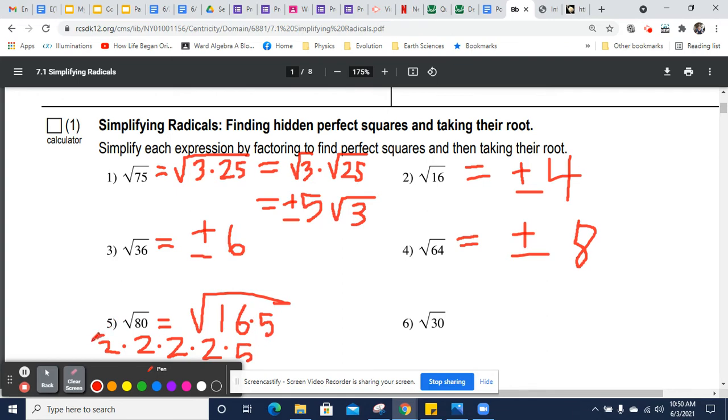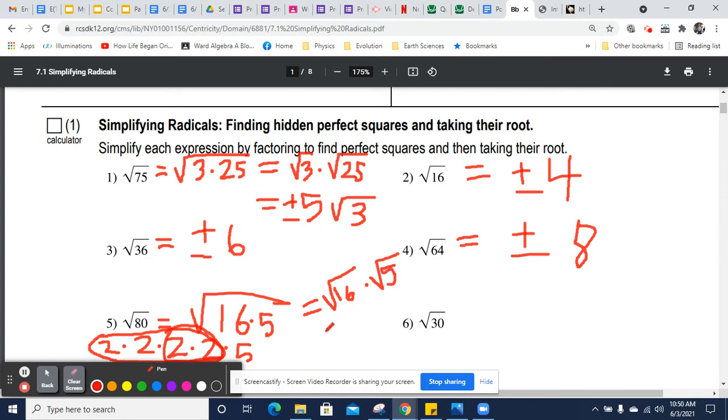So 2 times 2 times 2 times 2 times 5 equals 80. And so we've got two pairs of two. For the square root, you would take half of that, which will be 2 times 2, which is 4. I'm going to show you that that's true up here. That's going to be a 16 there. We'll break it up into the square root of 16 times the square root of 5.